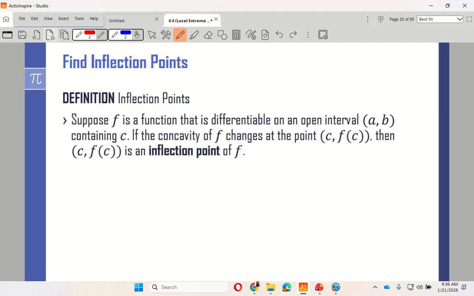Definition, inflection points. This is what we talked about for the second derivative. Suppose a function is differentiable on an open interval from a to b containing c. If the concavity of f changes at point c, comma f of c, then c, comma f of c is an inflection point. So, for it to be an inflection point, what has to happen? It has to change. Very good. It has to go from positive to negative.